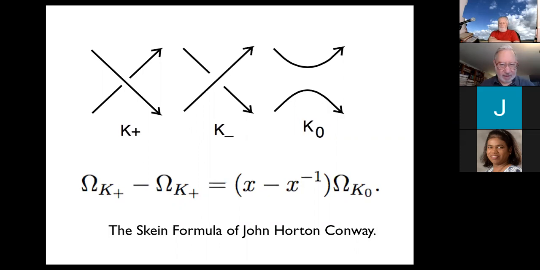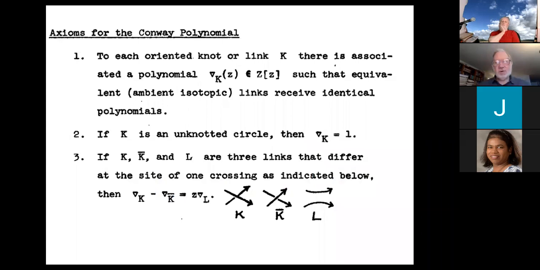Conway's skein theory, on the other hand, was told to us by Conway axiomatically, and it looks like this. To every oriented knot or link, there's associated a polynomial, such that equivalent links up to Reidemeister moves receive identical polynomials. And if K is an unknotted circle, then it gives you one. And if you have a skein triple, K positive, K bar negative, L smooth, then nabla K minus nabla K bar equals z nabla L, where z is the variable. And we'll do an example or two in a moment, but those axioms suffice to calculate it. And it turns out that this all works. So if this was given to you from on high by John Conway, then you would be told that you needn't consider any matrices anymore or any determinants anymore. You should just work with the skein.